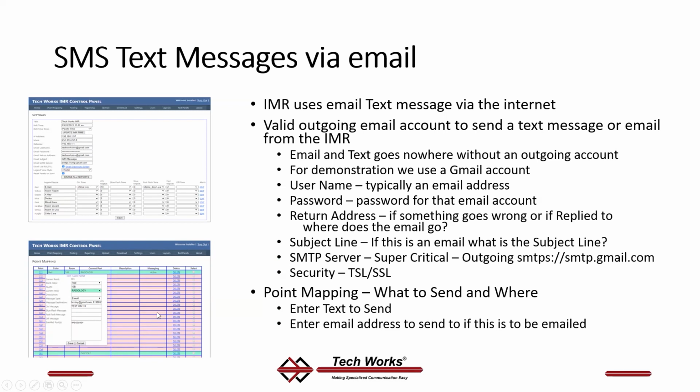So the individual email comes out of the point mapping while the general mail server stuff is set in settings, okay? The cell phone number or gateway is also the destination that is put into the point. So that information is specific to a button. This is specific to the system, outbound server.